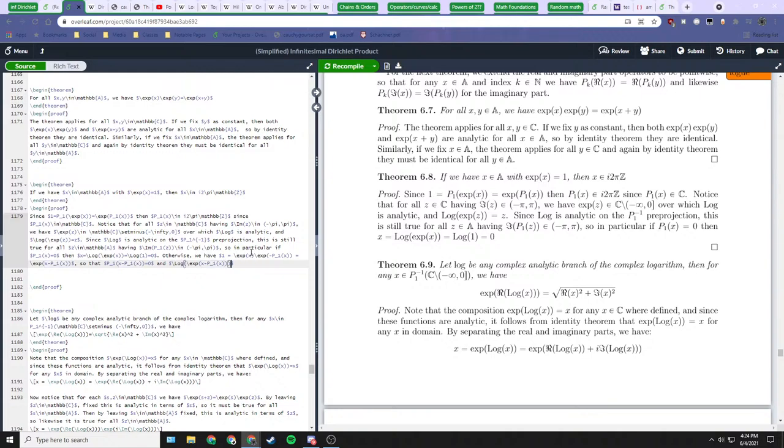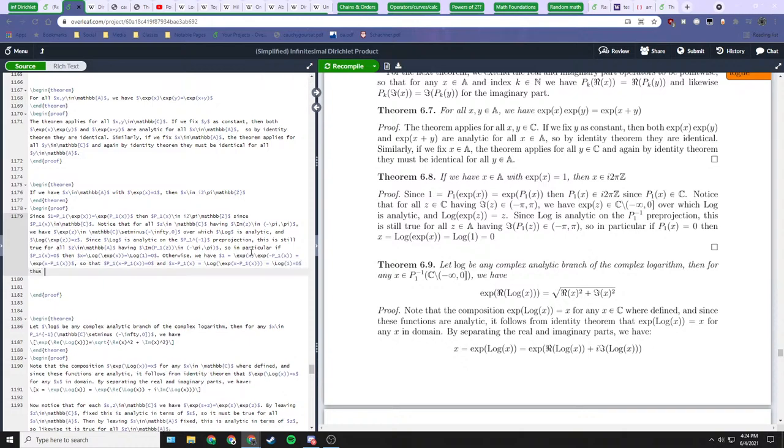Or we could rearrange this. x minus p1 of x is this log, which is log 1, which is 0. Thus, x equals p1 of x, which is in I 2 pi and some integers. Let's see how that looks.